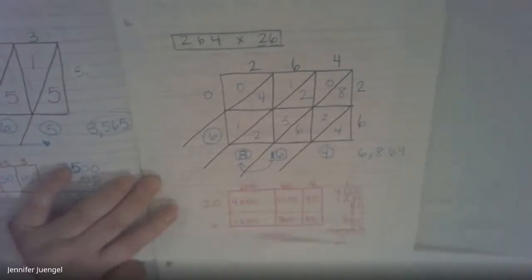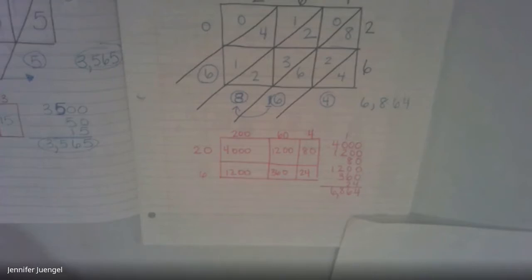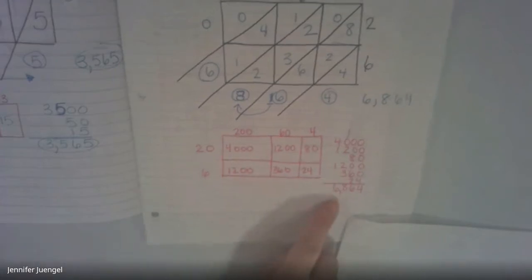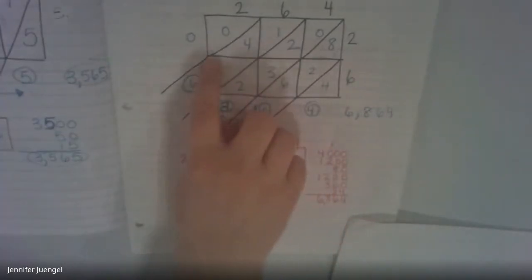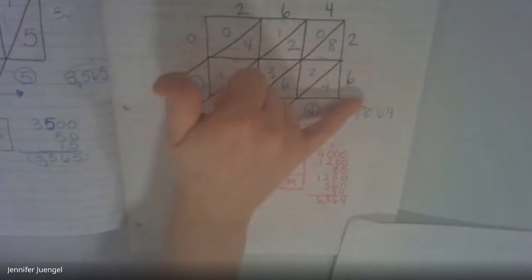And if I do my double checking with my partitioning rectangles, I get the same exact answer, 6,864. So even with big giant numbers with multiple digits in your factors, you can still use lattice. It's just that you have to draw those lines down the middle to show place value parts.